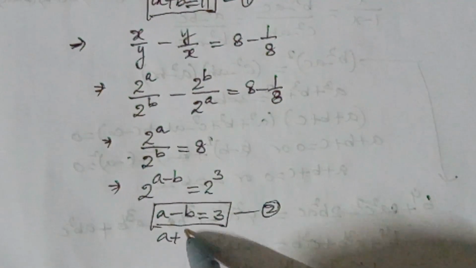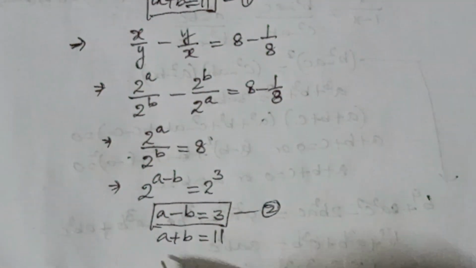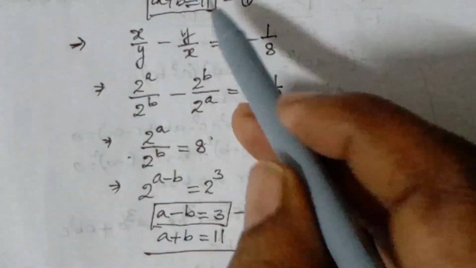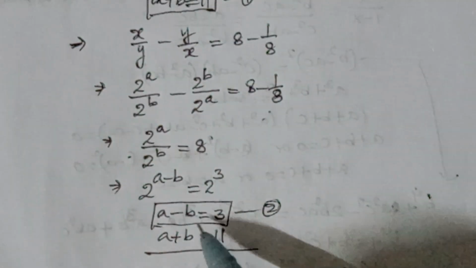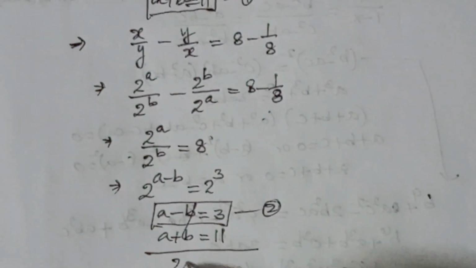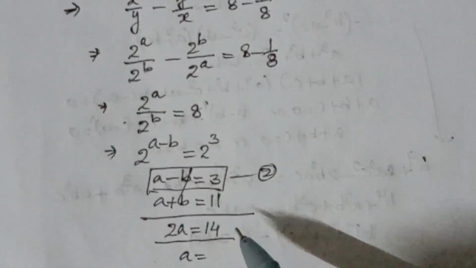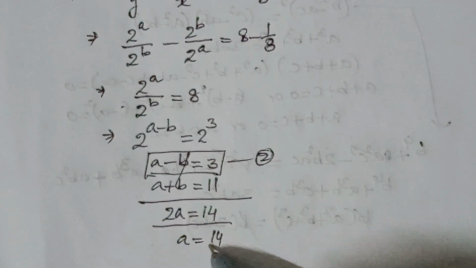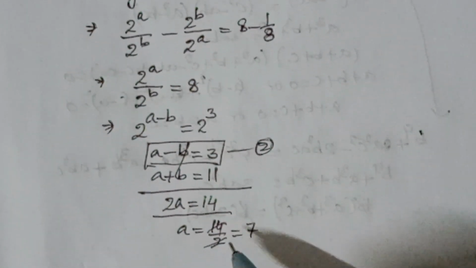Now a plus b is equal to 11. Solve this. You got a plus b equal to 11. So 2a is equal to 14. That implies a value is 7. 14 by 2, we are getting 7.